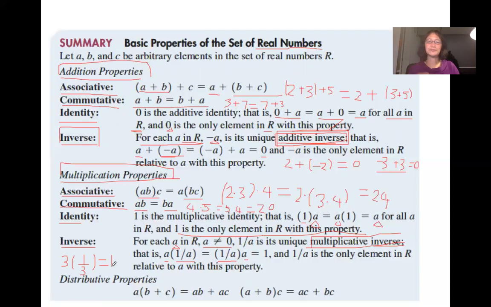Another example would be 4, 1 over 4. 1 over 4 is a real number. The multiplicative inverse of 1 over 4 is 4. If you multiply those two numbers together, you get 1. So the last property is the distributive property. A multiplied by (B plus C) equals A multiplied by B plus A multiplied by C, or (A plus B) multiplied by C equals A multiplied by C and then B multiplied by C, add them together.